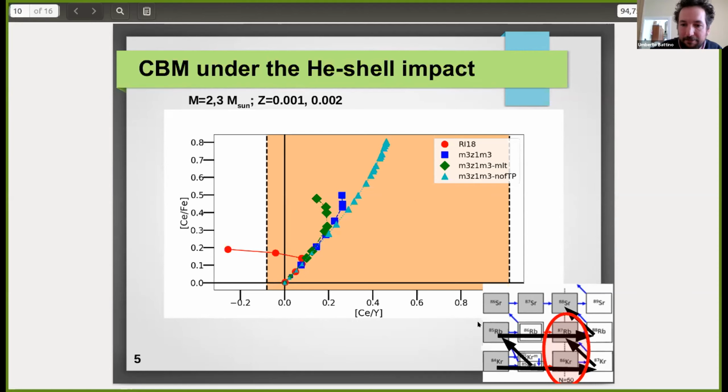And so if you flash at a lower temperature, you activate with lower efficiency the branching points, which are here. These are rubidium-86 and krypton-85, two unstable isotopes with a lifetime on the order of days to years. They need high neutron densities to be overcome, to trigger a neutron capture on them and to produce rubidium-87 and krypton-86.